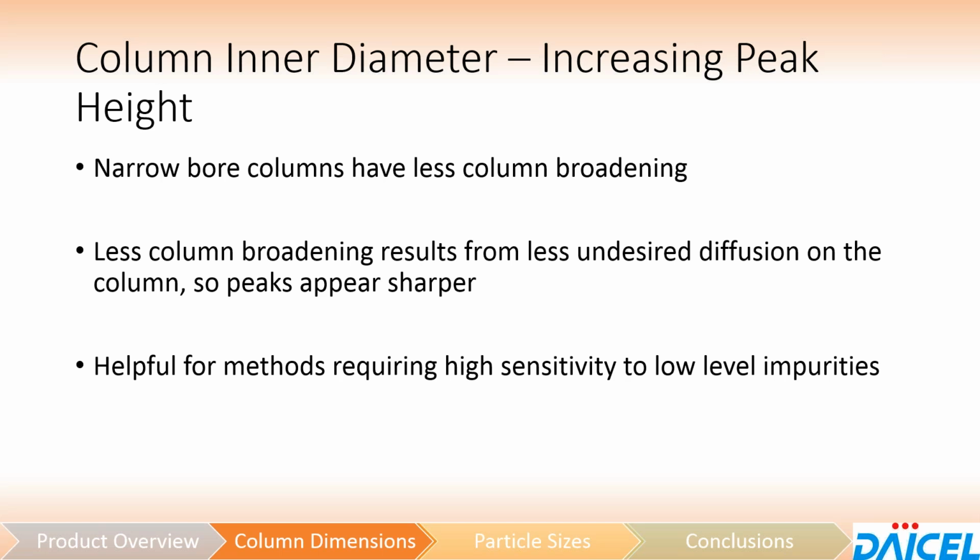This can be particularly helpful when you have methods that require high sensitivity to especially low level impurities. So for instance, if you're trying to quantify a 0.01% impurity and it's eluting late on the tail of your major peak, it's certainly beneficial to ensure that the peak height is relatively high and not diffuse. It makes it easier to do your quantifying than it would be if, obviously, things were broadened out or starting to tail or co-elute into the peak that was coming before it.